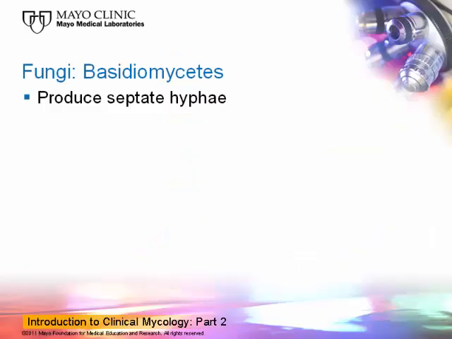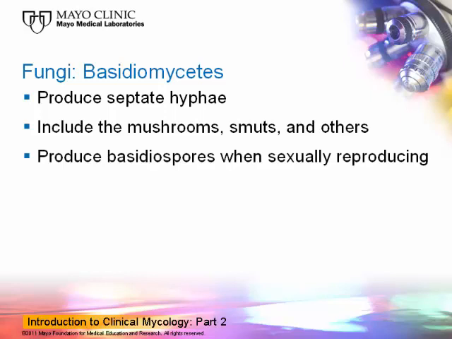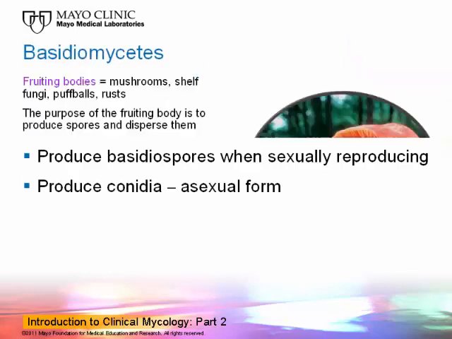Well, another group of fungi that we deal with is called the Basidiomycetes. They produce septate hyphae, but they include the mushrooms, the smuts like corn smut, wheat rust, and some others. They produce spores called basidiospores when the organism reproduces sexually, and this happens with the mushrooms. They produce conidia in the asexual form.